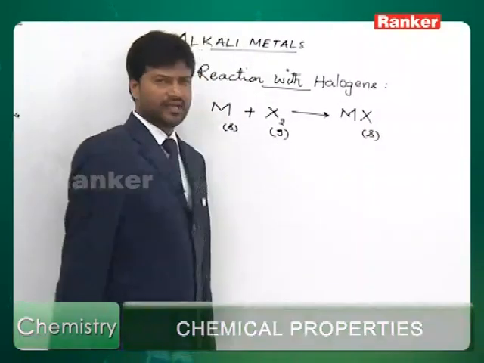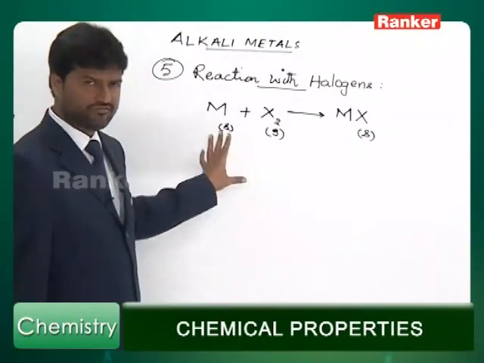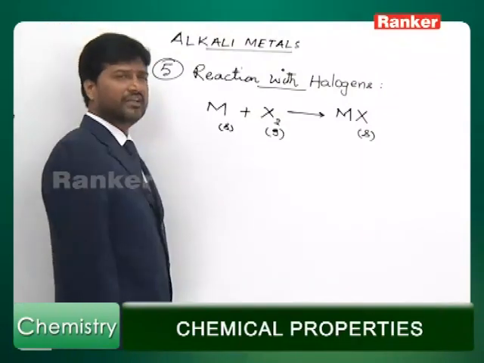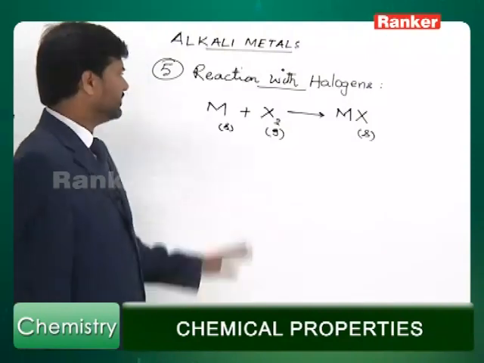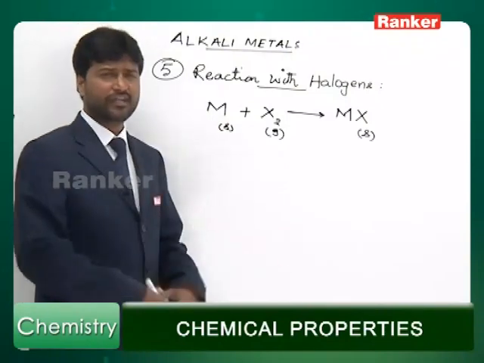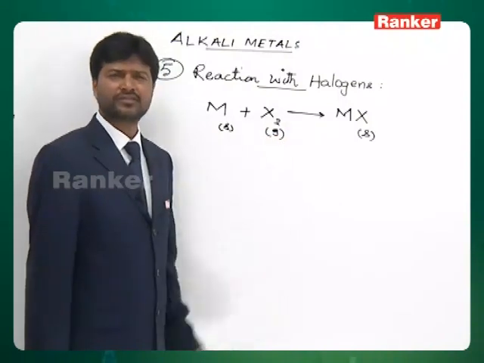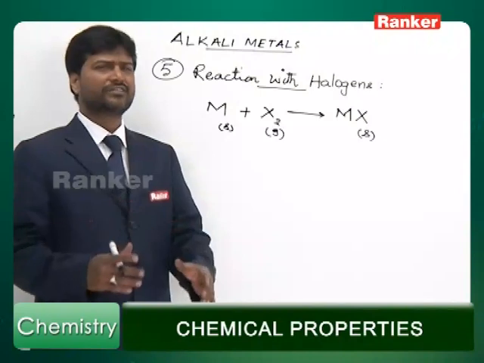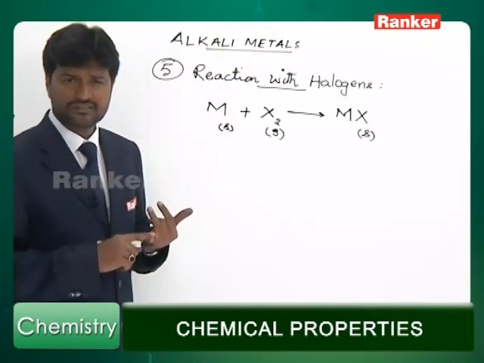You get a metal halide which is solid. The reaction is a very, very vigorous reaction, and it becomes highly vigorous when the halogen is fluorine and when the metal is cesium, because cesium has a great tendency to lose an electron, and among halogens, fluorine has the highest tendency to gain an electron. So the reaction becomes most violent when the halogen is fluorine and when the alkali metal is cesium.